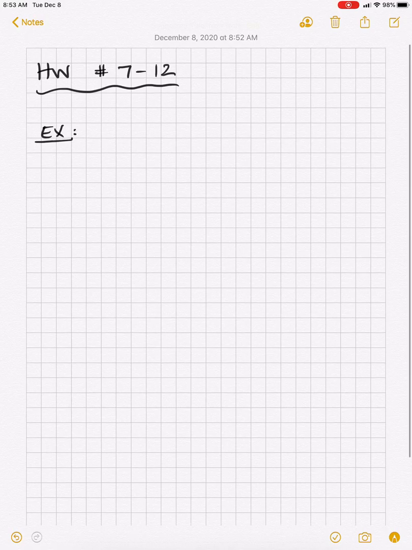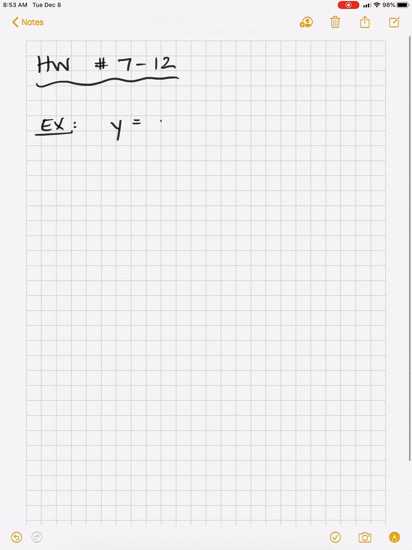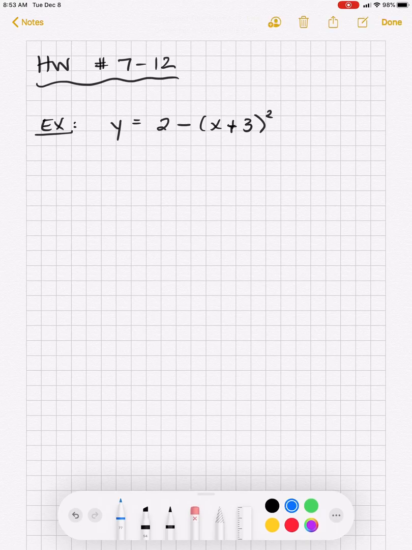All right, so let me just rewrite this real quick. This, again, is homework help for 7 through 12. Let's just run through a couple of examples on how to graph in vertex form. y = 2 - (x + 3)^2. Okay, well, first off, this problem is not written in the correct order.